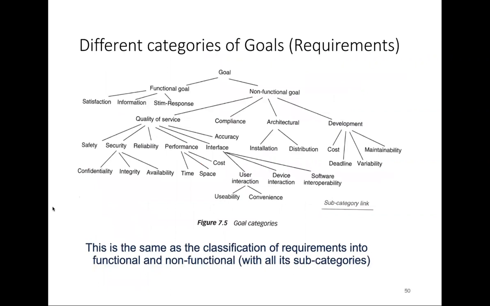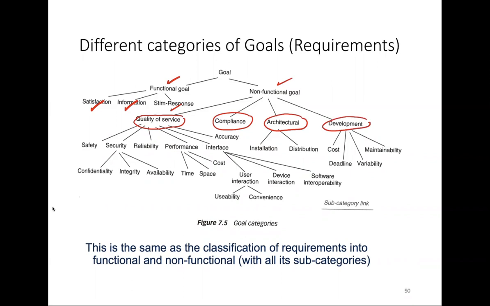It could be functional goals, or it could be non-functional goals. For functional goals, it could be satisfaction goals, information goals, or stimulus response goals. For non-functional goals, you can see we have a lot of them. It could be quality of service goals, compliance goals, goals related to architecture, or even goals related to development.